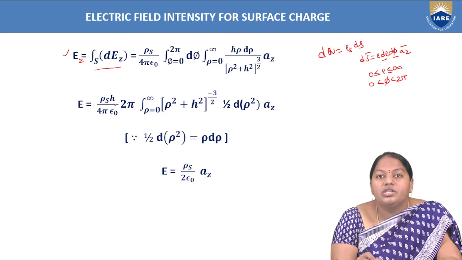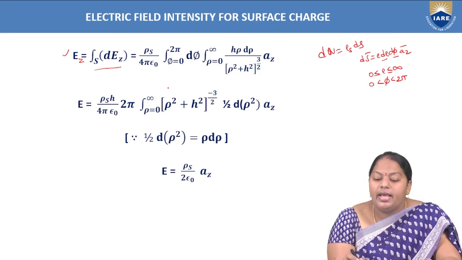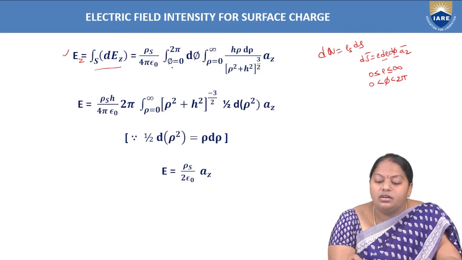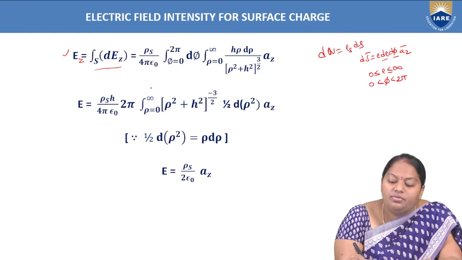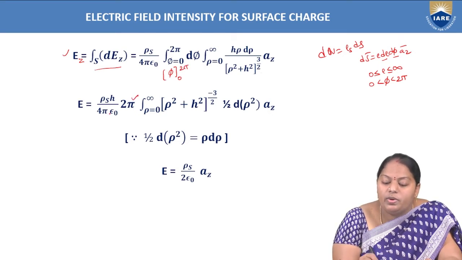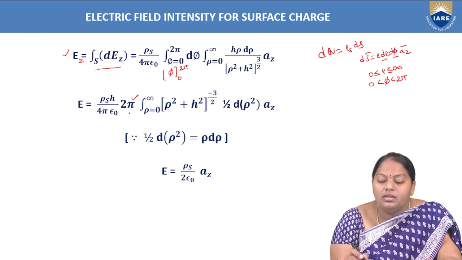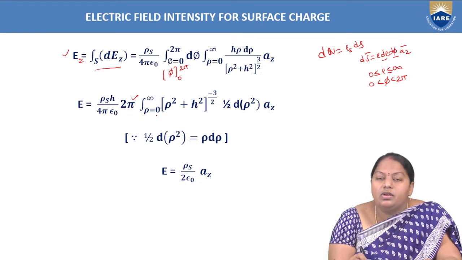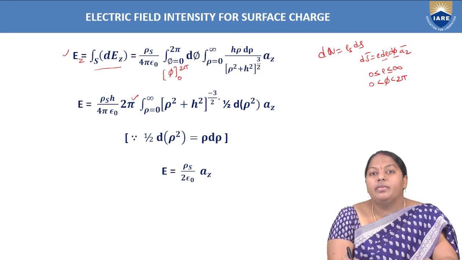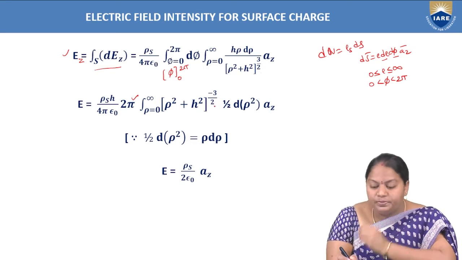Then rho_s h by 4 pi epsilon naught, and if you integrate here, integral phi equal to 0 to 2 pi d phi, then the integration result is phi. We substitute limits 0 to 2 pi, then it becomes 2 pi. Hence rho_s h by 4 pi epsilon naught into 2 pi, then integral rho equal to 0 to infinity, (rho square plus h square) whole power minus 3 by 2. Okay.